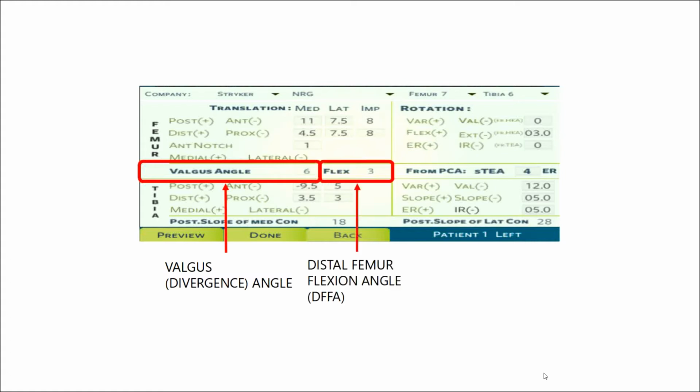The second is the flexion of the distal femur with respect to the mechanical axis. This information is static and would not change with flexion or extension of the component. It shows the angle between the intramedullary axis and the mechanical axis of the femur in the sagittal plane.